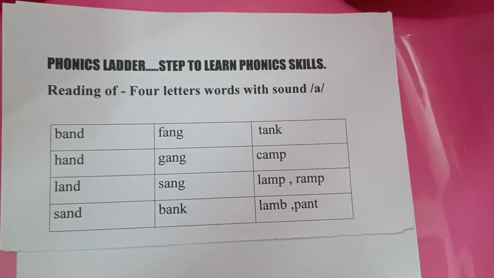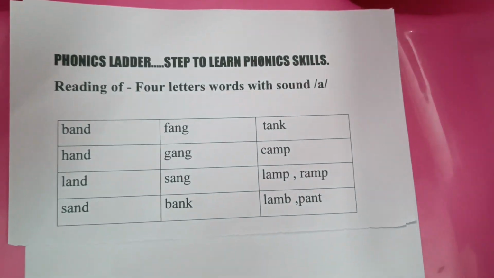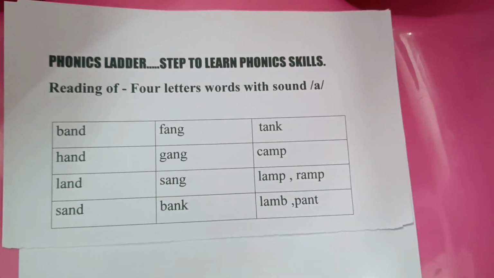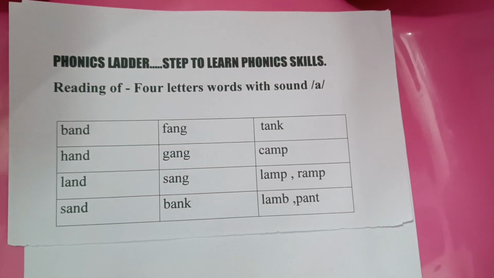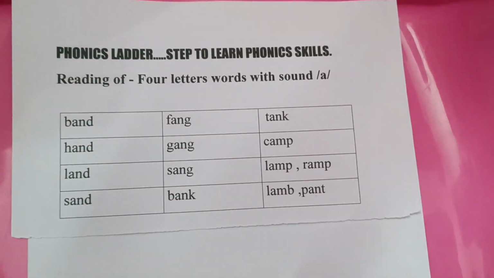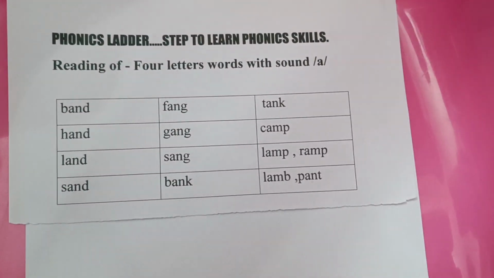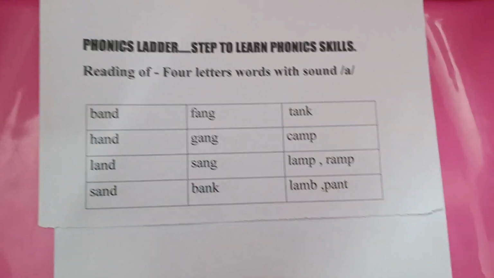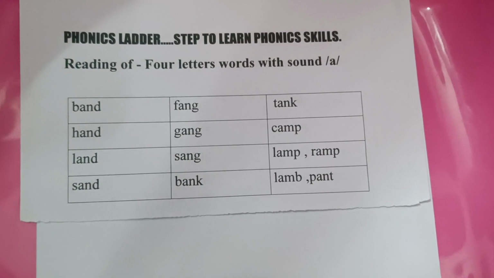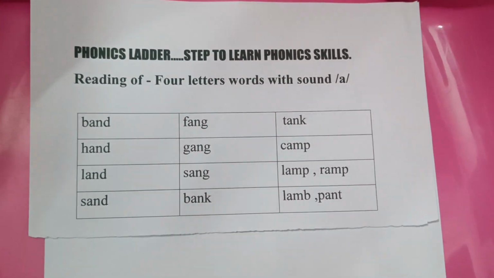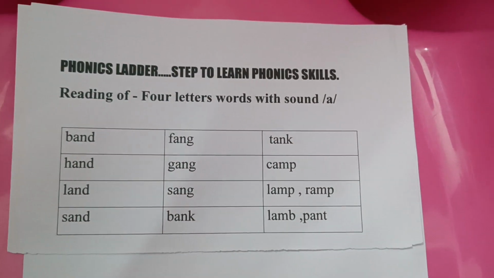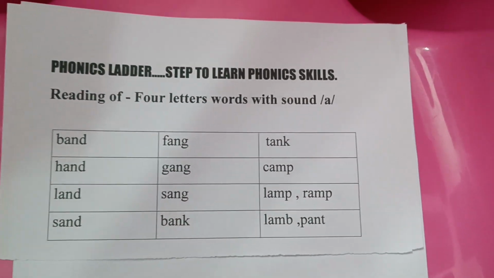That is, we have to remember the first sound. And the last three words are mostly the sight words, that is, and, A-N-D, and. When we add B sound to and, that becomes band. When we add H to and, it becomes hand. When we add L to and, it becomes land. When we add S to and, it becomes sand.